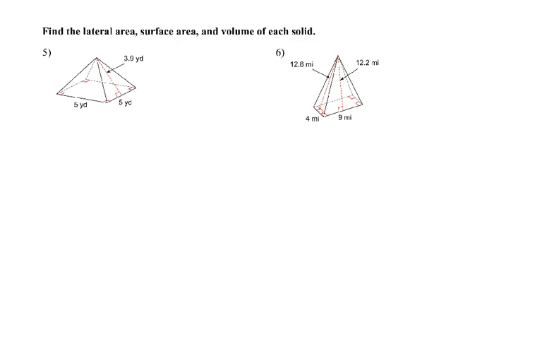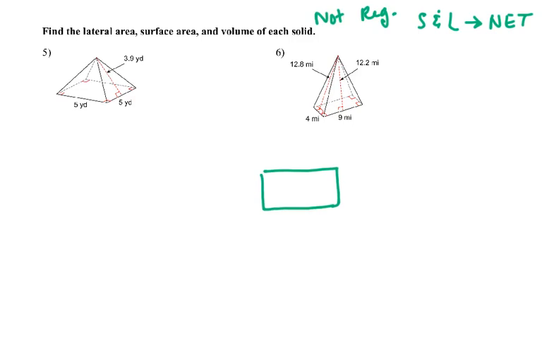Okay, let's take a look at number 6. On number 6, our base is a rectangle, a 4x9 rectangular base. So this is not regular, which means when it comes to surface area and lateral area, we're going to have to use the net. But really that's not all bad, because the net of a pyramid is pretty straightforward. We have our rectangular base, which is 4x9, and then we've got each lateral face, which is a triangle.